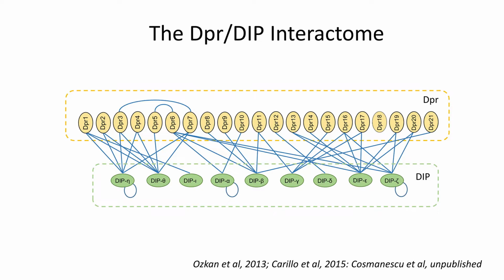So I told you that the DPRs are expressed in this cell type specific fashion. It's also quite dynamic within the L1 through L5 and R7 and R8 neurons, but we found no DIPs that were expressed in this way. They're expressed in the targets.